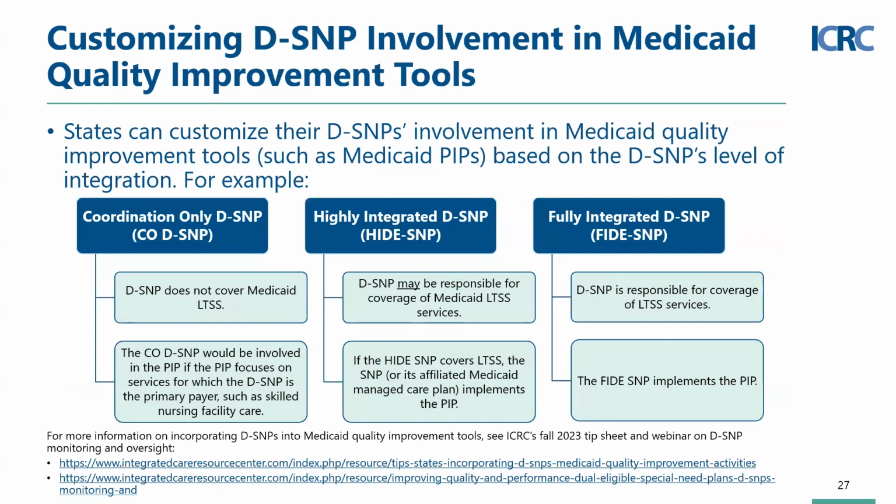States can customize D-SNP involvement in LTSS Medicaid quality improvement tools based on the D-SNP's level of integration. For example, a coordination-only D-SNP that does not cover Medicaid LTSS would only be involved in a PIP if the PIP focuses on services where the D-SNP is the primary payer, such as skilled nursing facility care. On the other hand, a HIDE SNP may cover Medicaid LTSS services. If the HIDE SNP covers LTSS, the SNP or its affiliated Medicaid managed care plan implements the PIP. Finally, a FIDE SNP is required to cover LTSS services, and therefore the FIDE SNP implements the PIP. Slide 28, please.